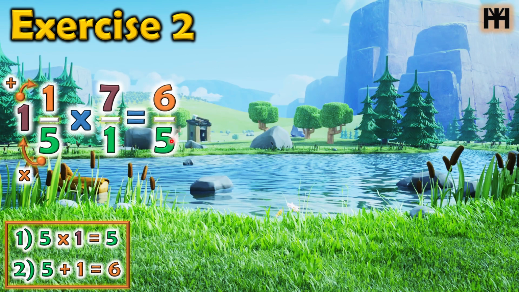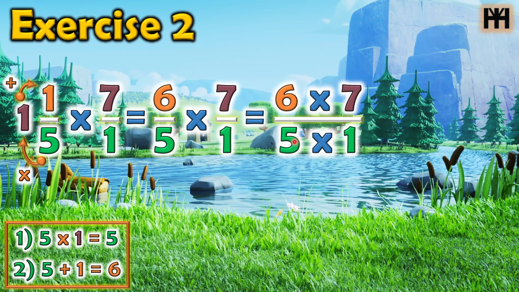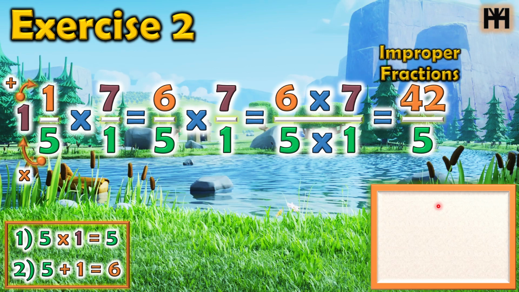So it will be 6 over 5 times 7 over 1. So it's 6 times 7 over 5 times 1. So it will be 42 over 5. So this is an improper fraction. Let's simplify it. 42 divide 5. Remember our steps: divide, multiply, subtract, and repeat.